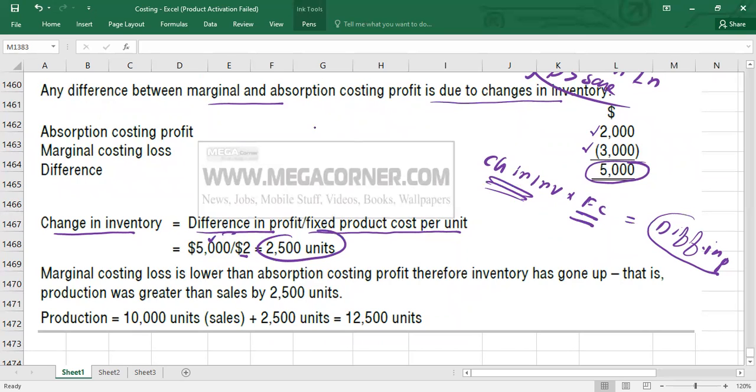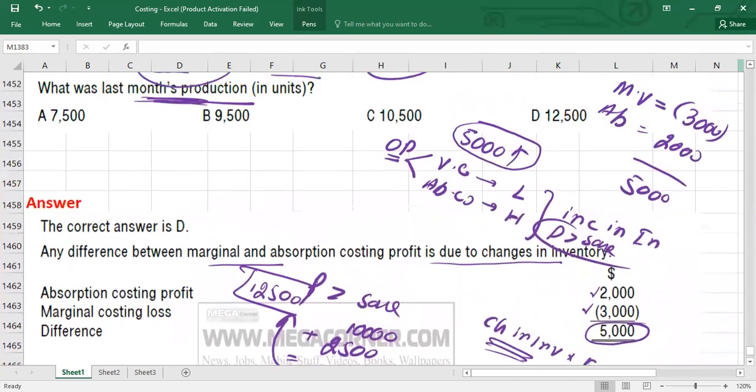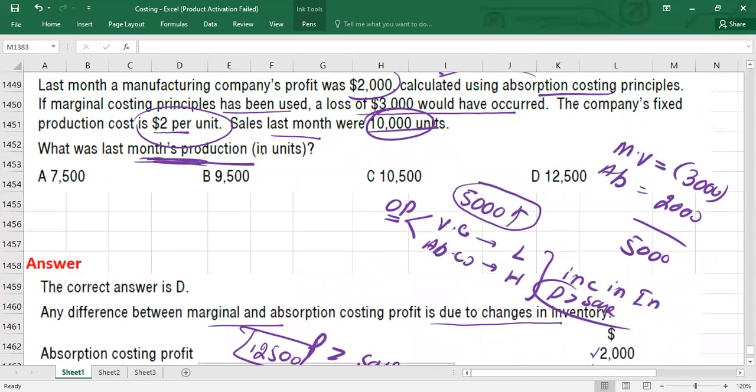Now, as I told you, production is greater than sales, and sales are given as 10,000 units. So I just add these 2,500 units to the units sold, and automatically I reach the production in units, which is equal to 12,500 units. And this is the answer, because the question was about production units. What was last month's production in units? The production is 12,500. This is how you have to reconcile the profit.